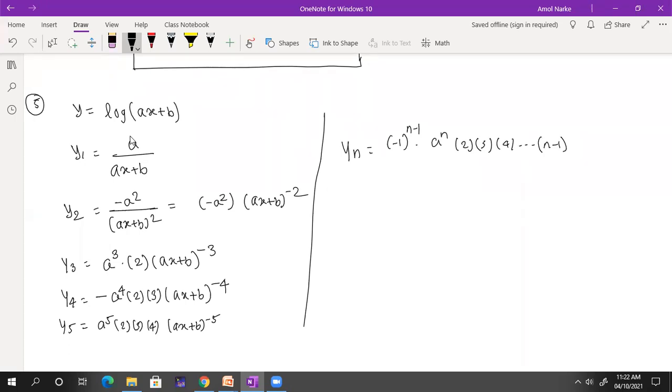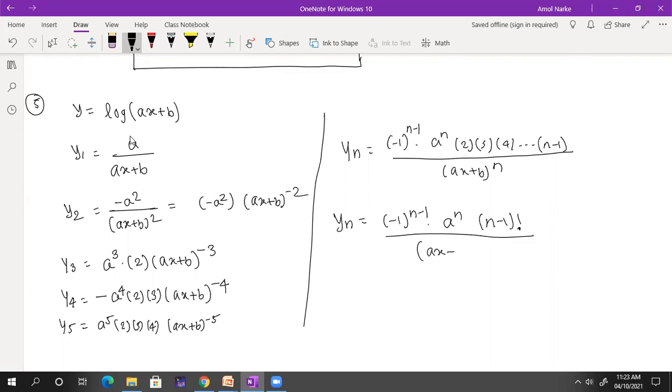Or I just divide everything by (ax plus b) raised to what power? N. So what is that? 2 into 3 into 4 into n minus 1. Can I write that as (n minus 1) factorial? Yes, sir. What is n minus 1 factorial? It is n minus 1, n minus 2, n minus 3, dot, dot, dot. Last term is 4, 3, 2, 1.